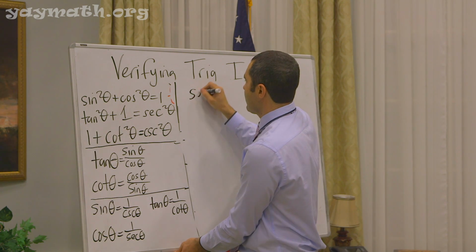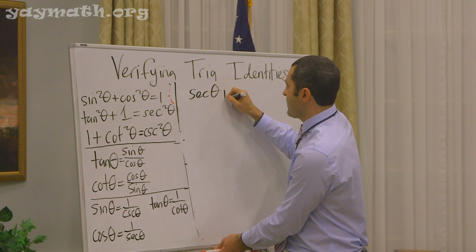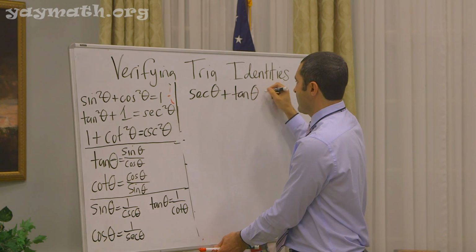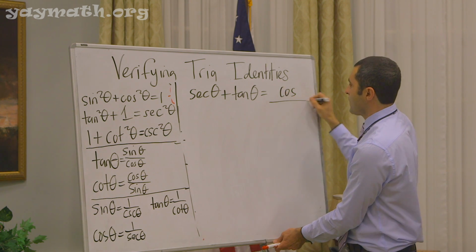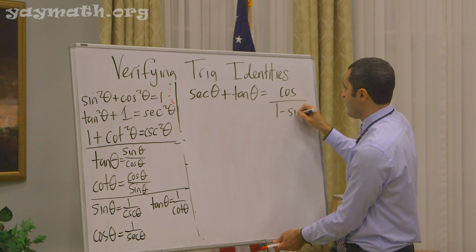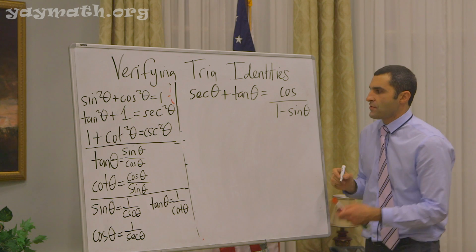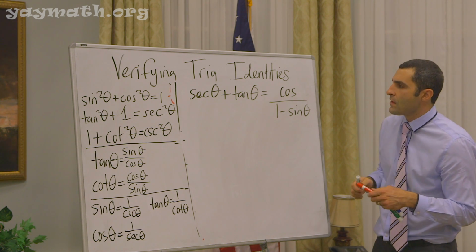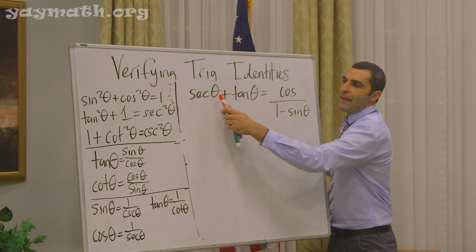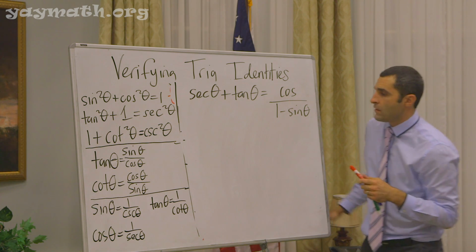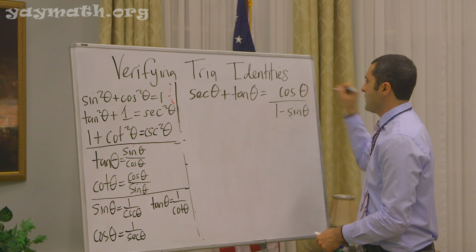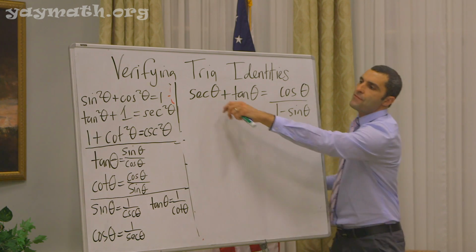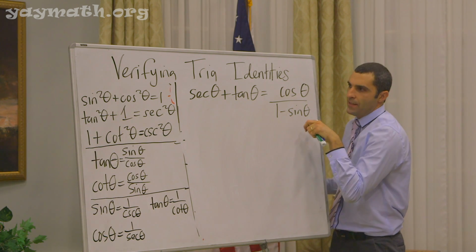Secant theta plus tan theta equals cosine theta over 1 minus sine theta. Is this going to take up a lot of space too? It might just go away real quick. Let's only mess with the left side. Oh, it's not cosine theta, it's just cosine on the end. All right, let's see if the left becomes the right.